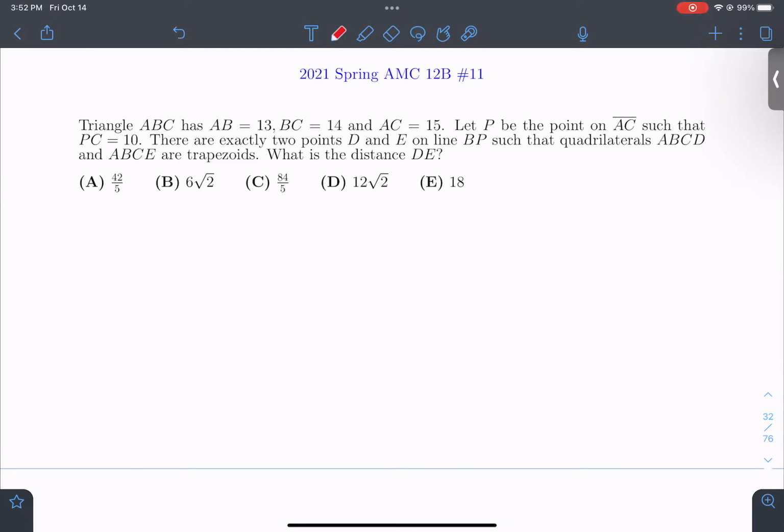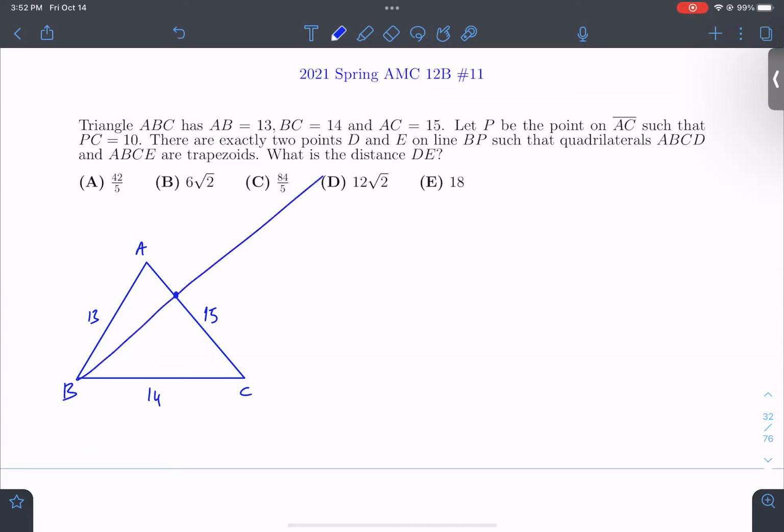Let's start with drawing our triangle, ABC. This is A, this is B, and this is C. We have AB equal to 13, BC equal to 14, and AC equal to 15. We have a point P on AC, and we have a line BP, and what we know is PC is equal to 10, then AP is equal to 5.